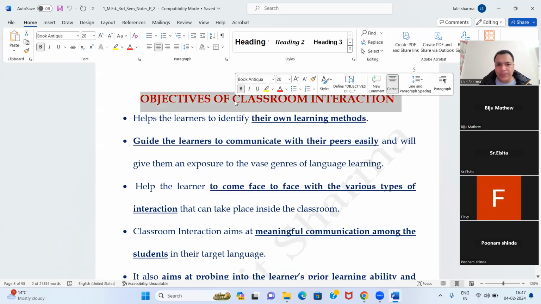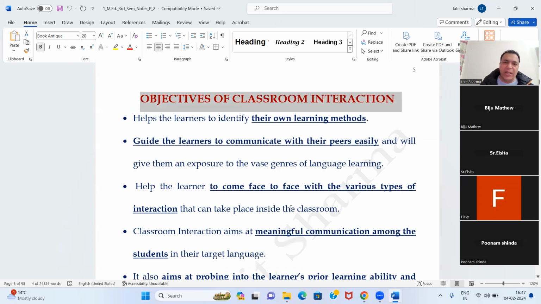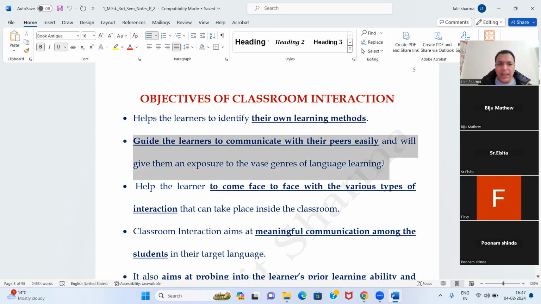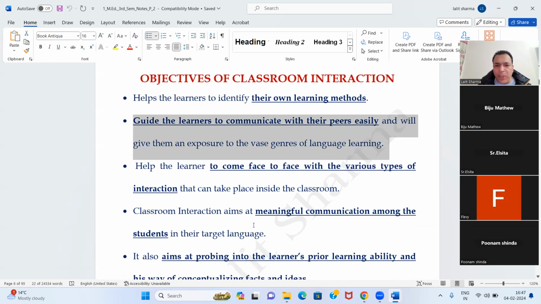Now see the objectives of classroom interaction. From here, the concept of classroom interaction would be clear to you. I'm sure of that. What are the objectives of classroom interaction? It helps the learner to identify their own learning method. You would agree with this. The second is to guide the learners to communicate with their peers easily and give them an exposure to the various genres of language learning, right?